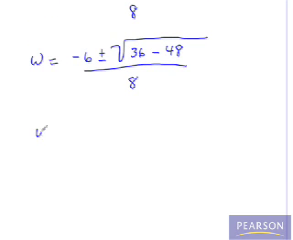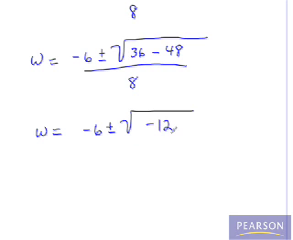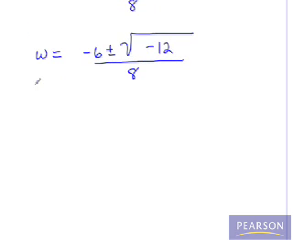We'll go ahead and simplify what's under the radical. We have negative 6 plus or minus the square root of 36 minus 48, which is negative 12. All of that over 8. And we need to simplify the radical. Now notice we have the square root of a negative number, so we're going to have imaginary solutions.